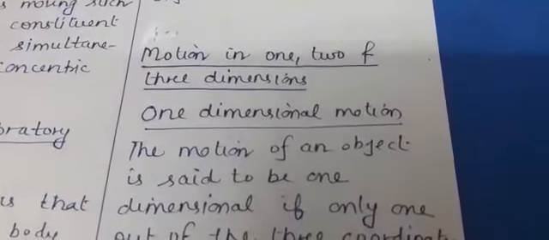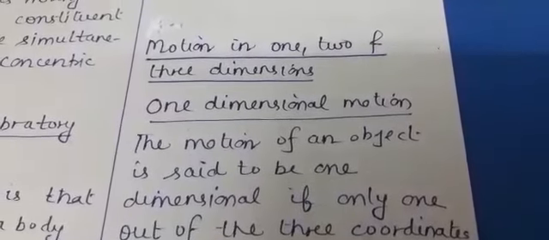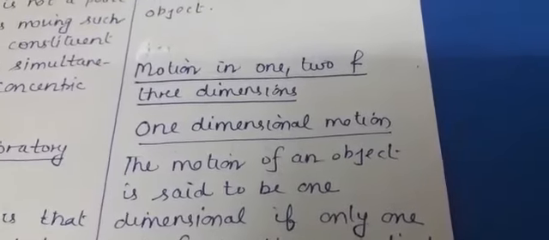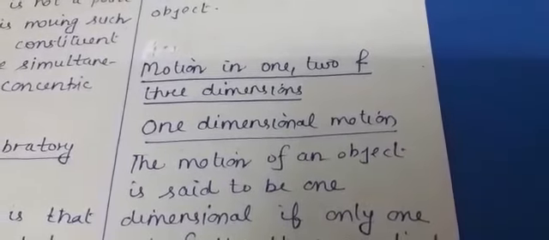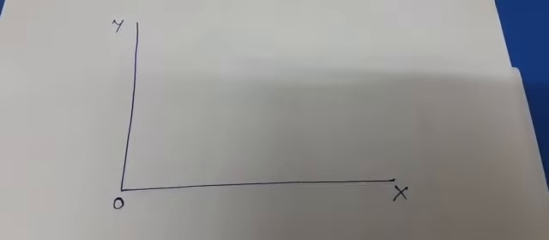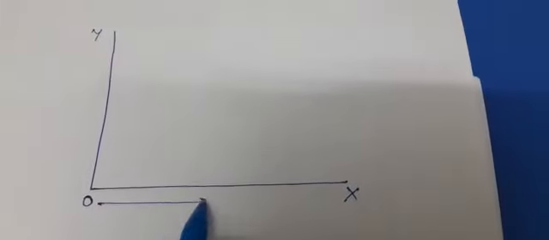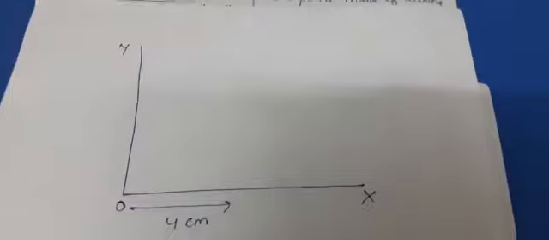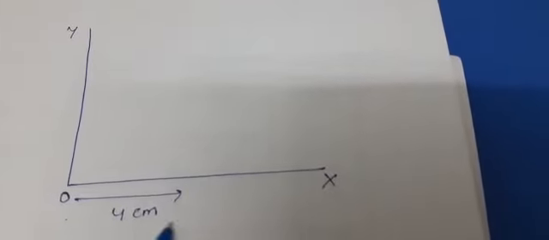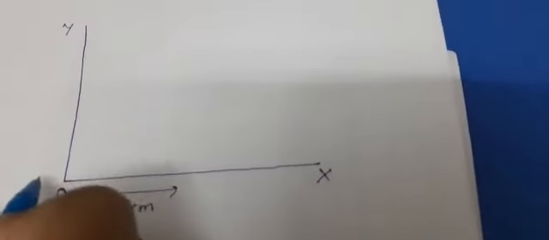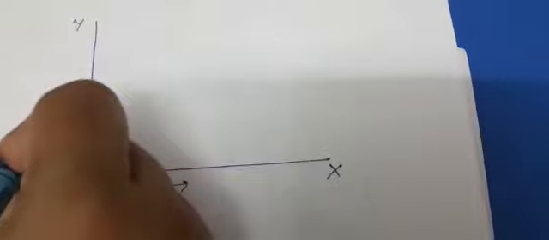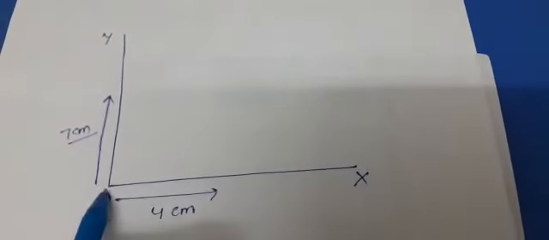Now next is motion in 1, 2 and 3 dimensions. To understand the concept of motion in 1, 2 and 3 dimensions, let me take one example. We are familiar with coordinates. This is the origin, this is the x coordinate, this is the y coordinate. Suppose a body is moving along the x-axis covering a distance of 4 cm. Then the motion of the body is only along the x-axis. Or if the body is moving along the y-axis covering a distance of 7 cm, then you will say only one coordinate is changing, that is along the y-axis.